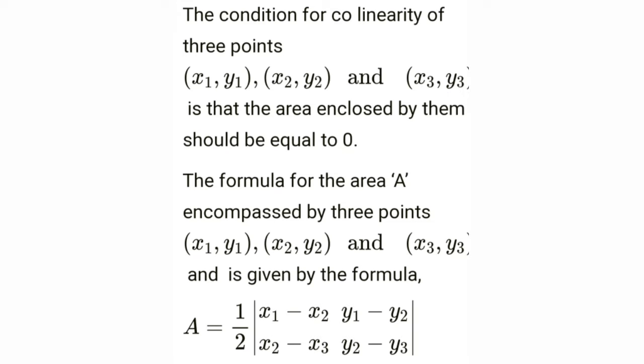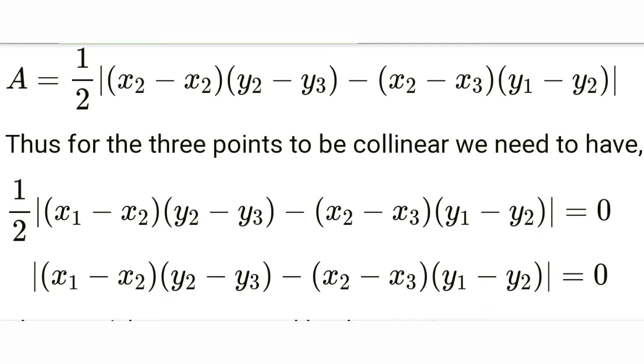Okay students, the condition for collinearity of 3 points (x1, y1), (x2, y2) and (x3, y3) is that the area enclosed by them should be equal to 0, because they can't form a closed figure. That's why the area of the triangle will be 0, right? So in short we can write the area as 1/2 of the determinant. If you get this as 0, it means the 3 points are collinear.